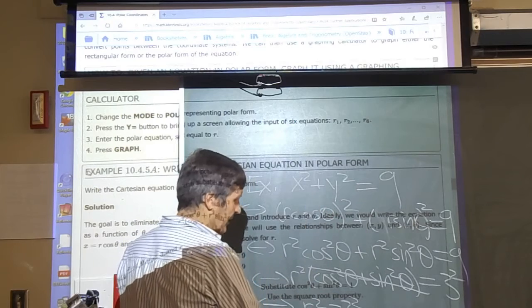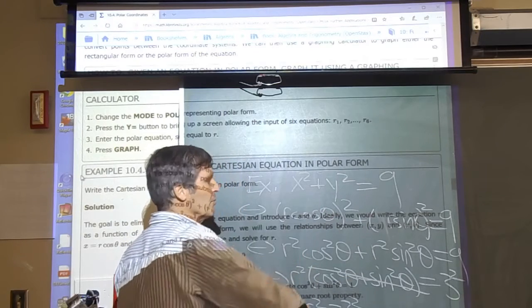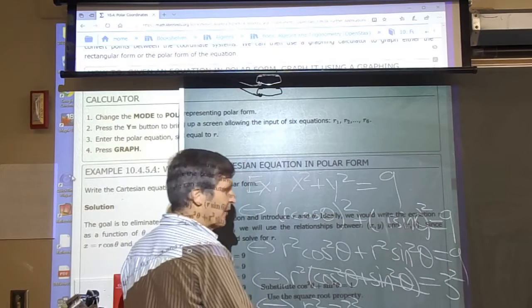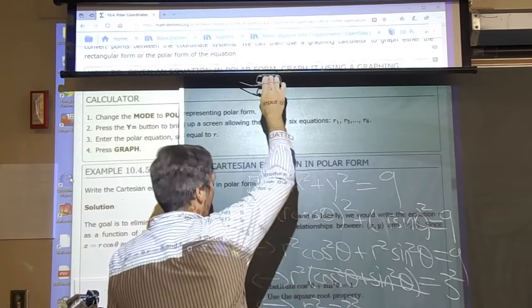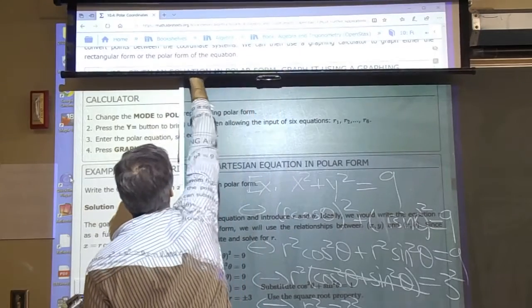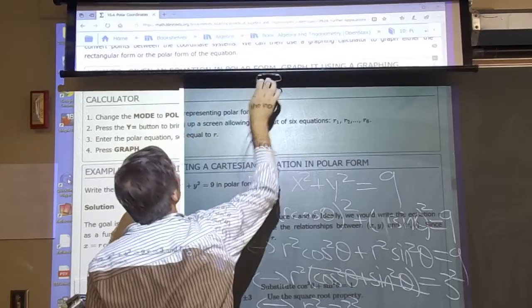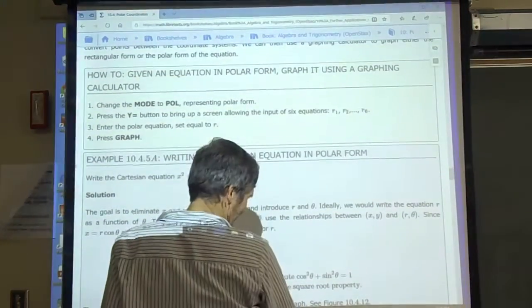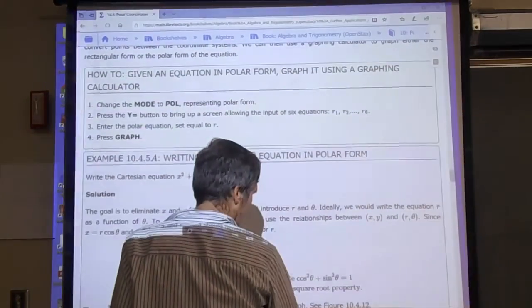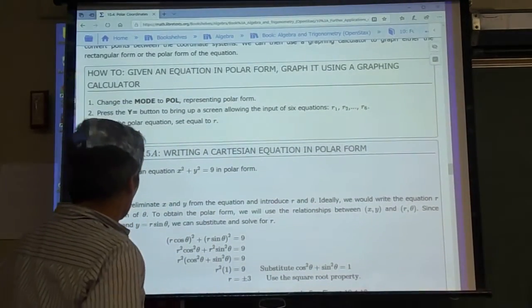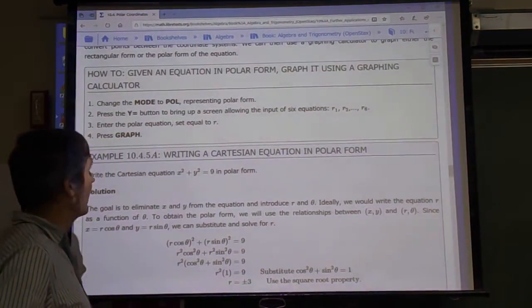Look how much simpler it is. Any circle that you plot in polar coordinates just has the description r equals the fixed radius of the circle. That's how to write an equation for a circle in polar coordinates. Very easy. So that's what they do here.